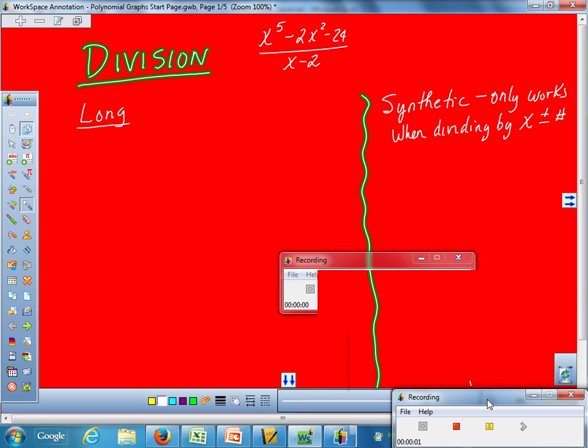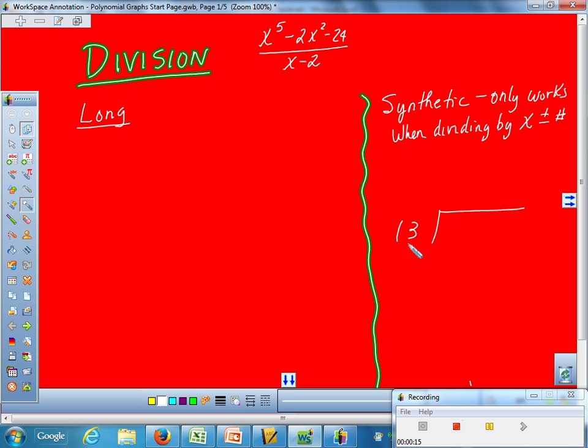Okay, so say that one more time. Two divisions. Long works for anything. Synthetic only works when you're dividing by x plus or minus a number. When you all did long division back with numbers, I'm going to do one.